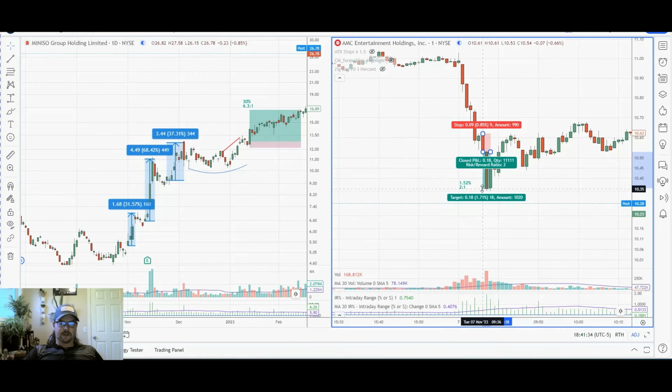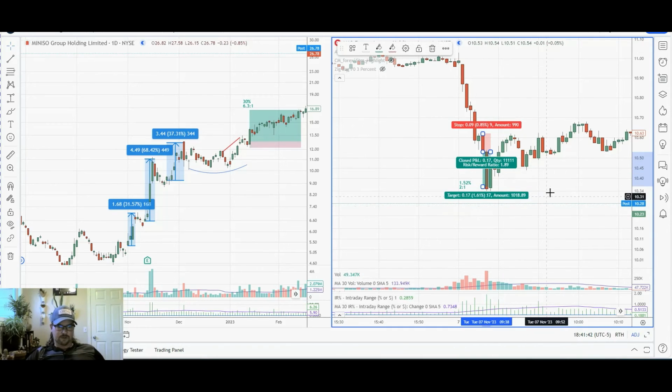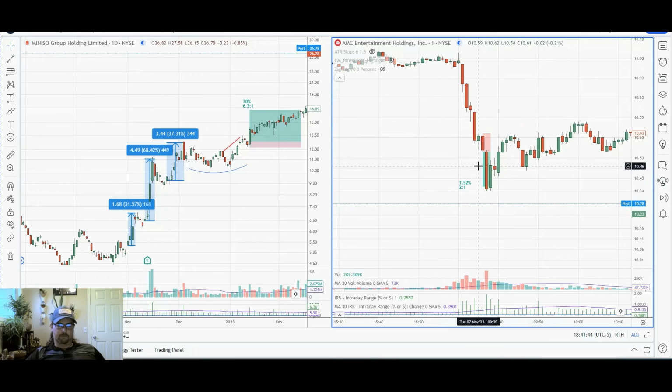But ultimately it didn't end up going. That's why I like just 2 to 1. Like I said, day trading stocks tend to reverse pretty quickly in the early hours of the day, even though we do get these big moves.